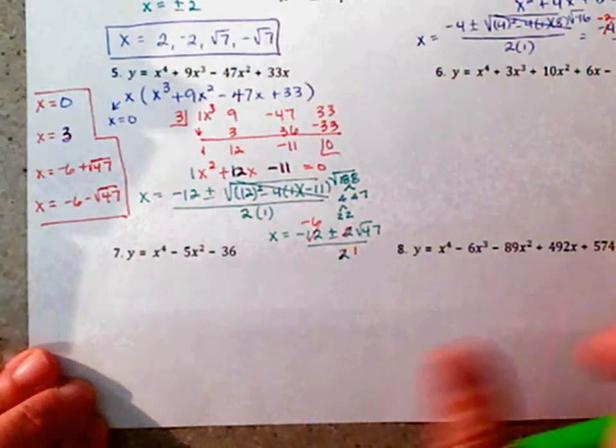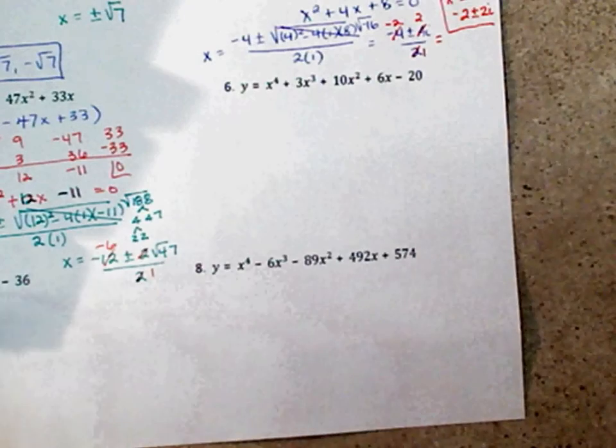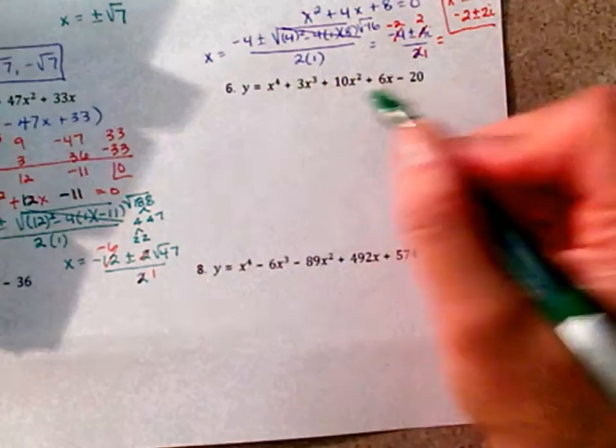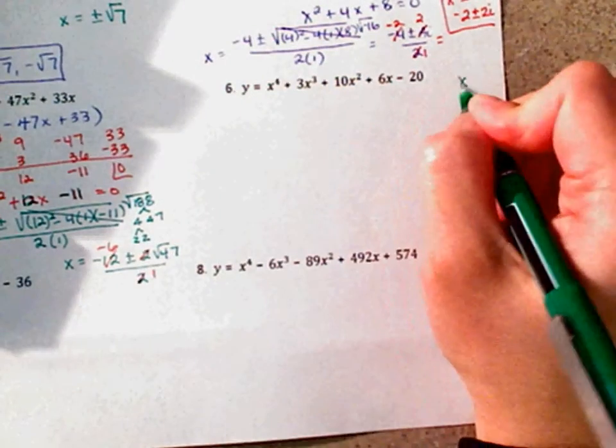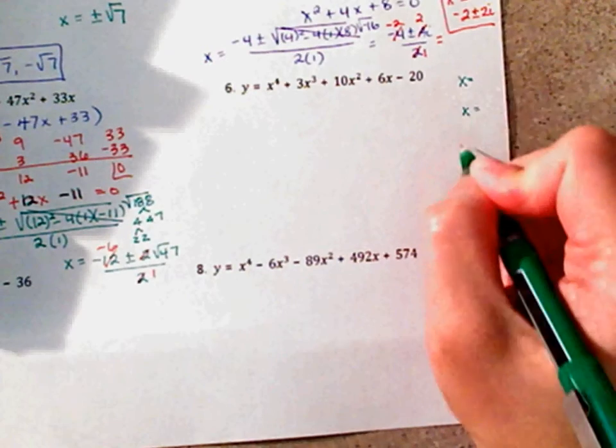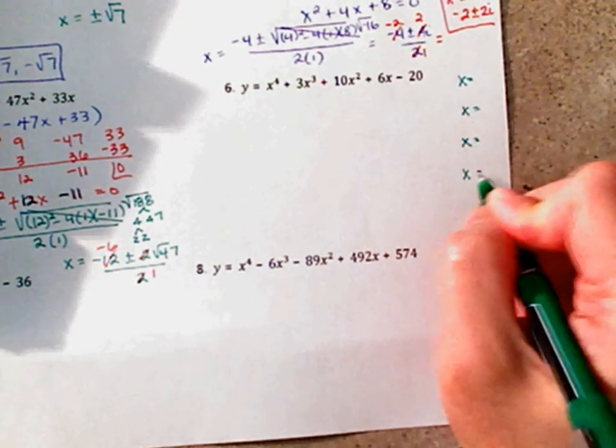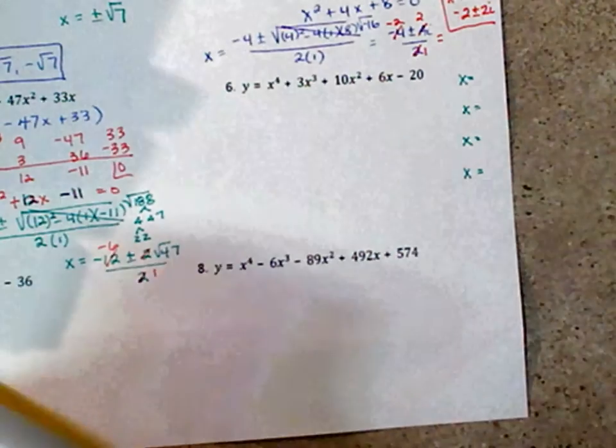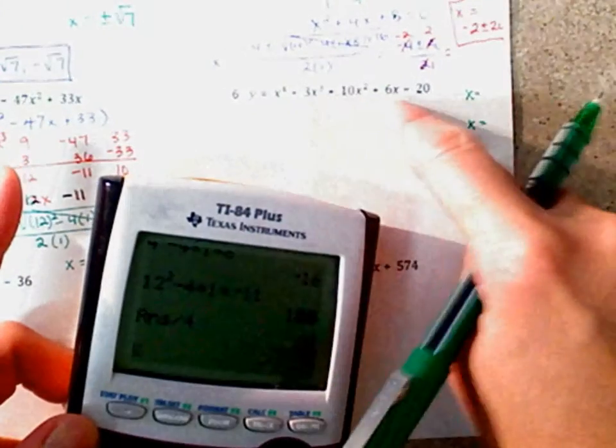Number 6. All right. Now take a look. You should have 4 answers also. 1, 2, 3, 4. Let's see what we can find. Okay? 1, 2, 3, 4, 5. The only way to do it is synthetic division. So here we go.